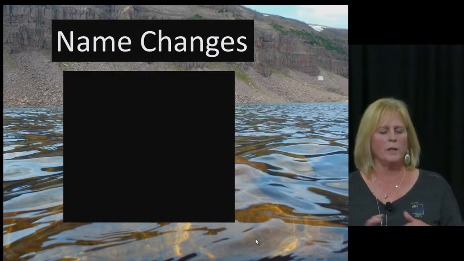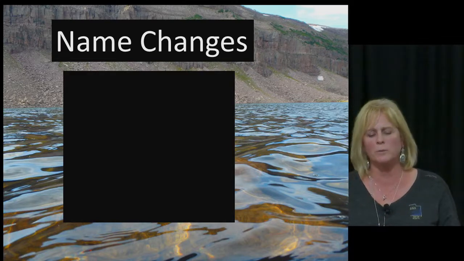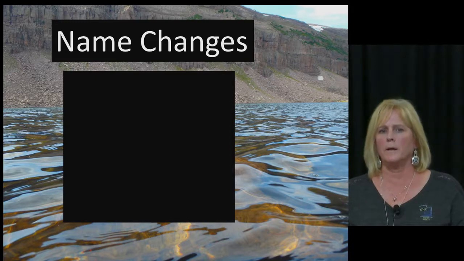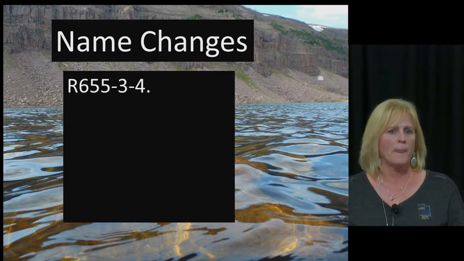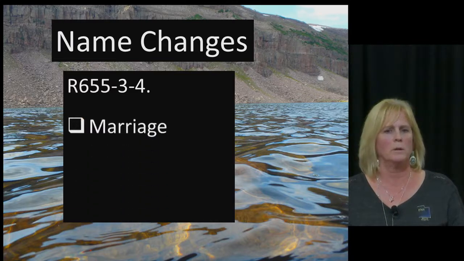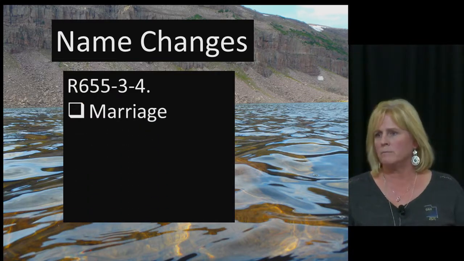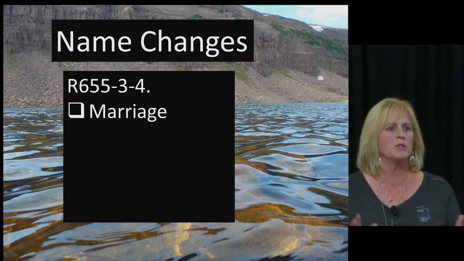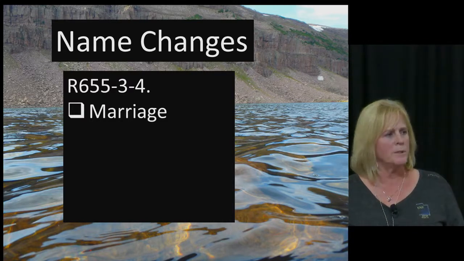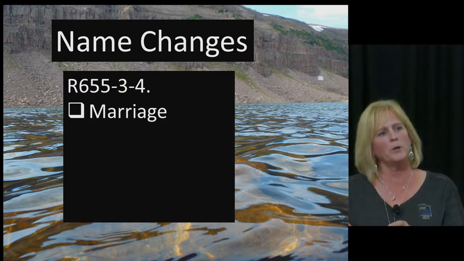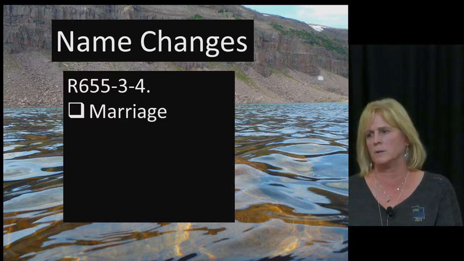Okay, so other instances when ownership can change on the Division of Water Rights records. Name changes. As per our rule 655-3-4, let's say Jane Doe gets married and becomes Jane Smith. To update ownership on her records from Jane Doe to Jane Smith, she would have to supply a copy of the marriage certificate along with the report of conveyance.